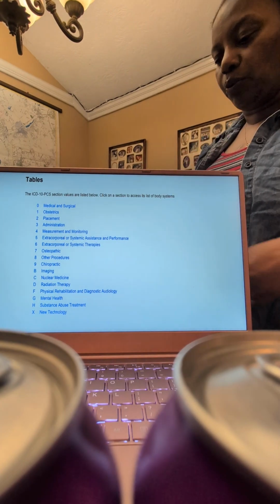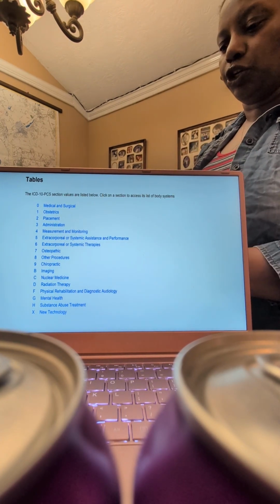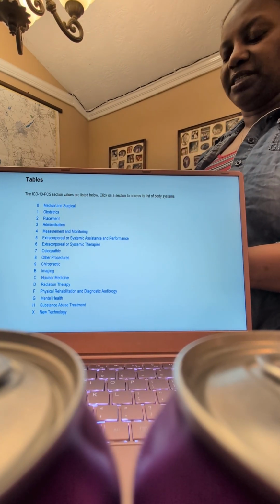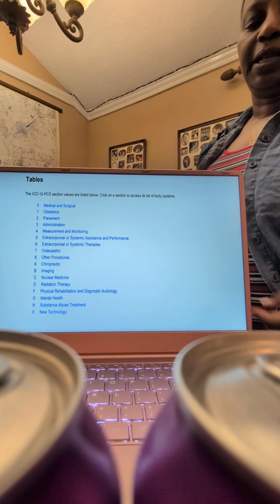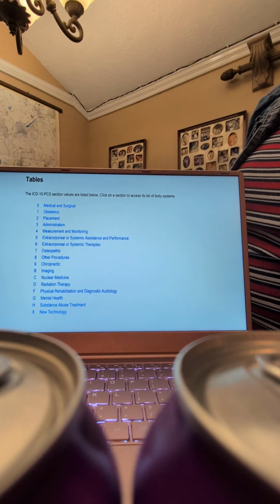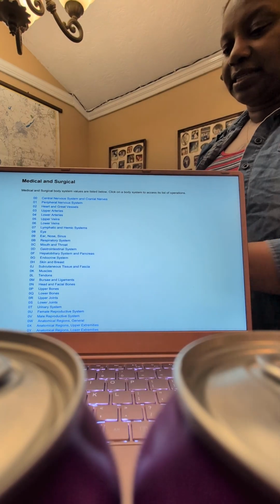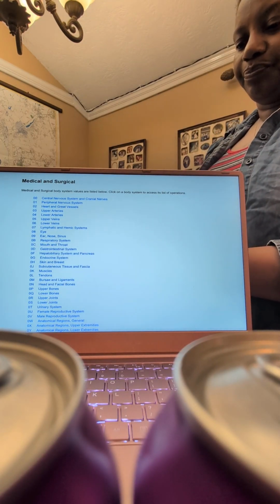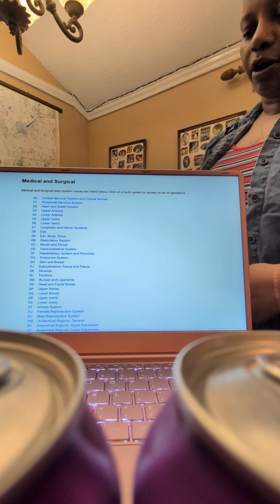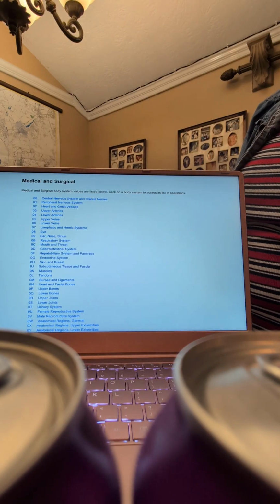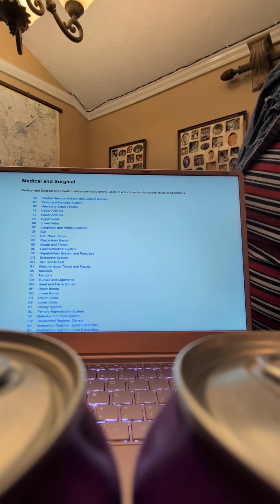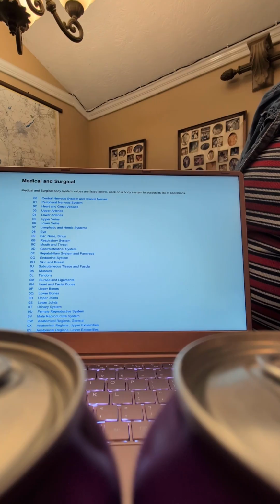So my first code I want to look at is my section code, where this procedure will be taking place. It will be taking place in the OR, so I would use 0. Next, my body system, which body part, will in fact be P, my upper bones.